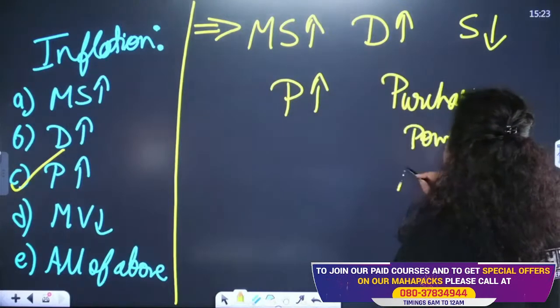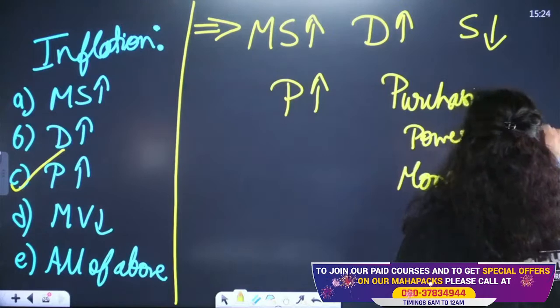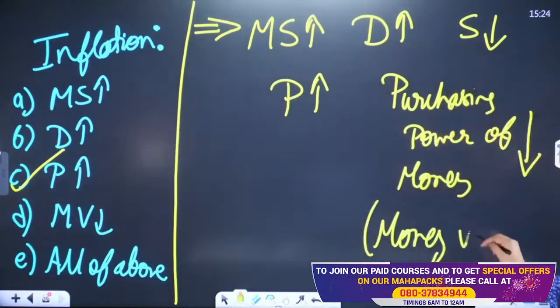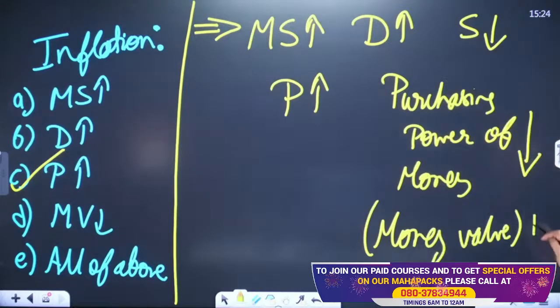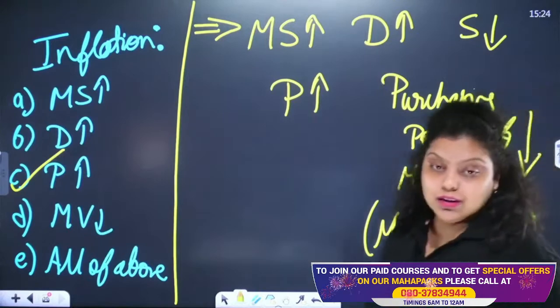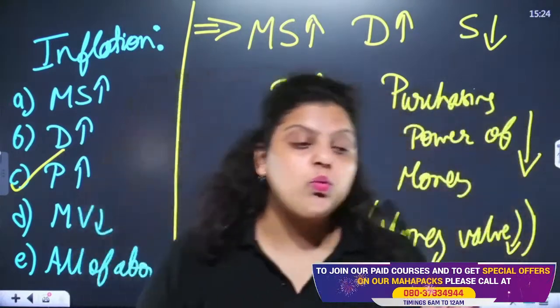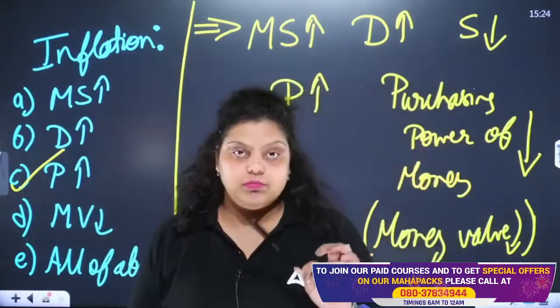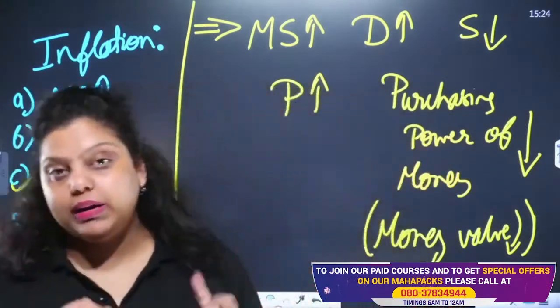In that situation, the purchasing power of money will decrease. Purchasing power of money, or you can call it money value also. The money value will decrease. Why is money value decreasing? The reason is that the prices are increasing. Let's say I used to have 200 rupees. I used to purchase 2 pens for 200 rupees.